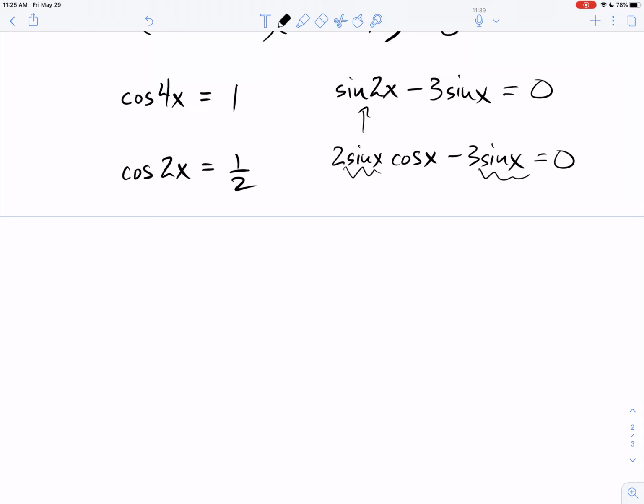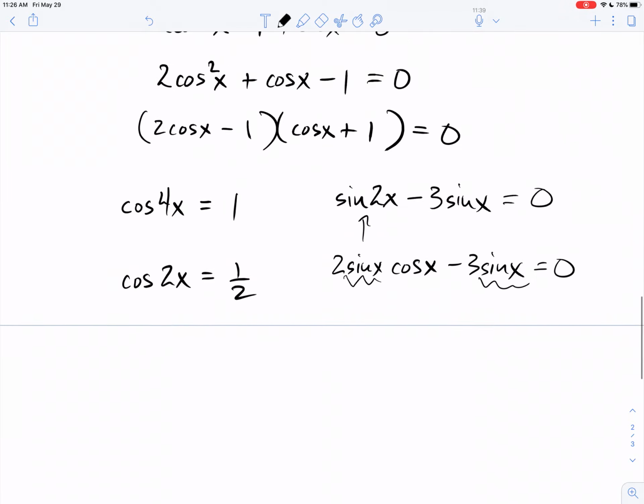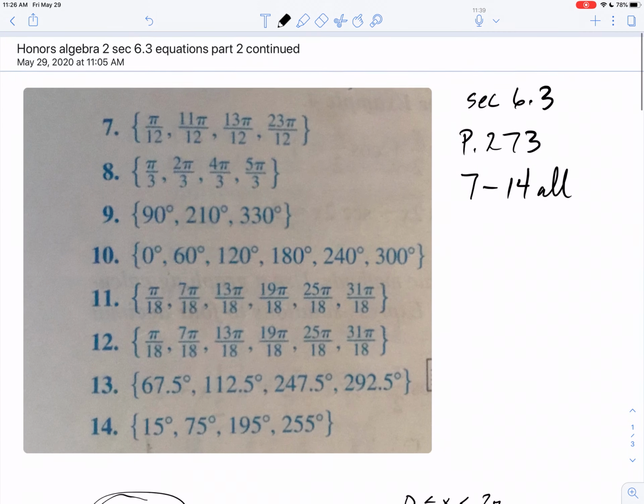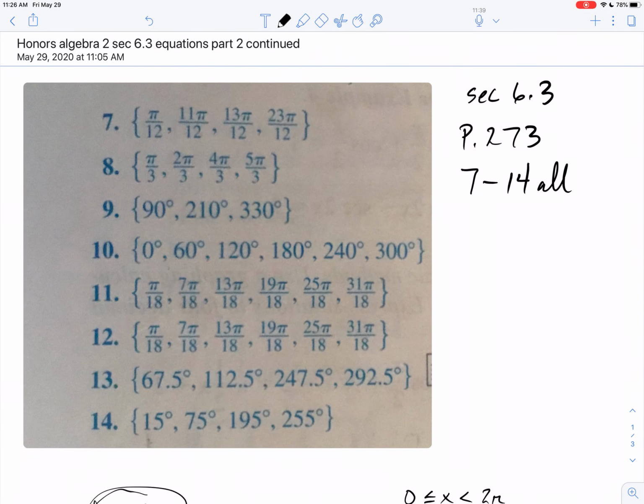I've been waiting for a long time to say this. That's all there is. We get to hang it up. Congratulate yourself, pat yourself on the back. And then do page 273, 7 to 14 all. If you can do those, you're in good shape.